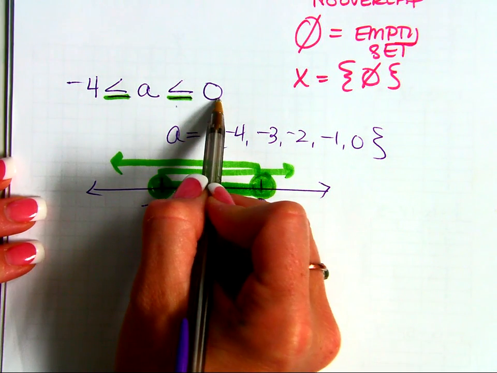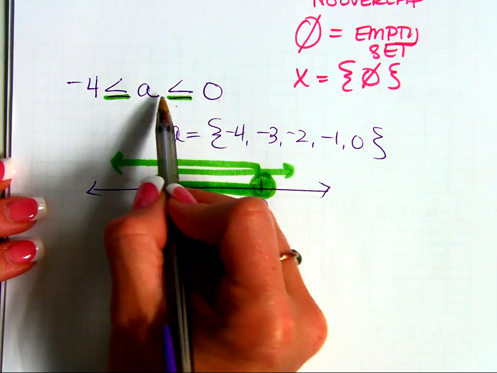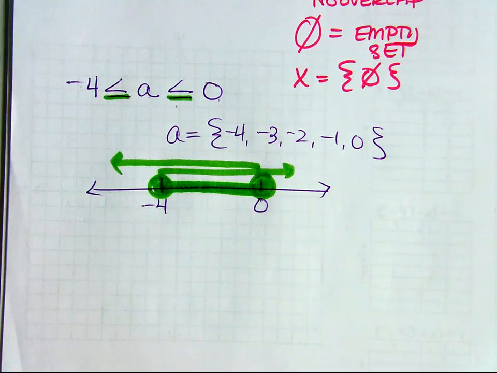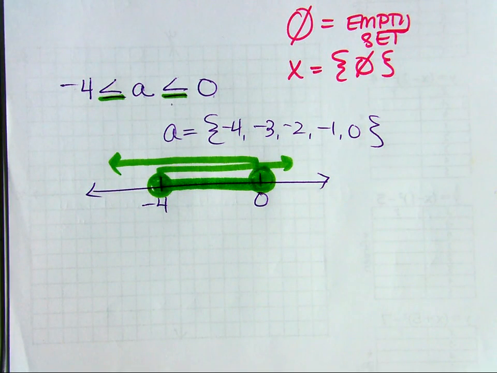No, a is less than or equal to 0. Because you got to read it from that. So a is less than or equal to 0, but a is greater than or equal to -4. Okay, everybody good on that?